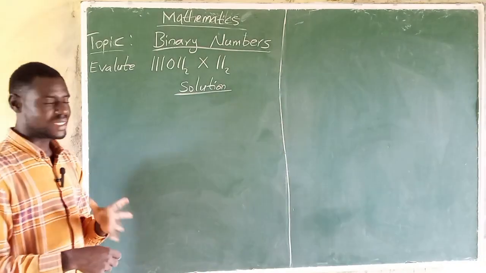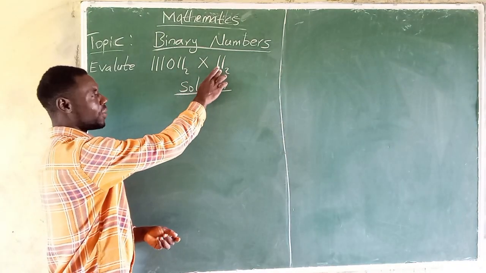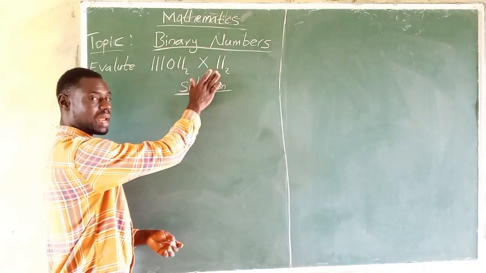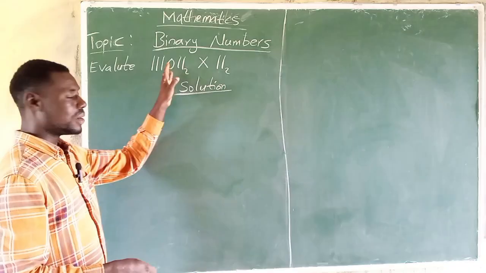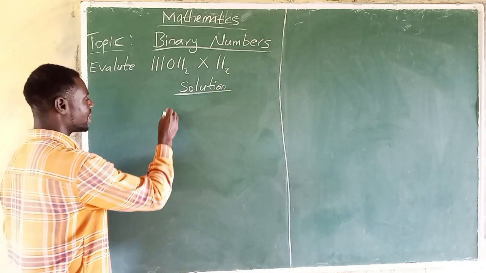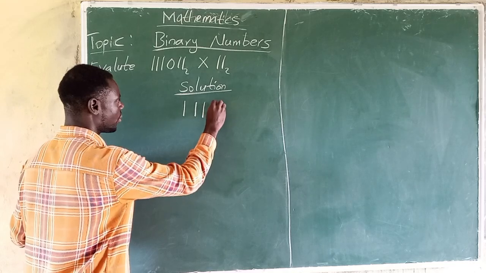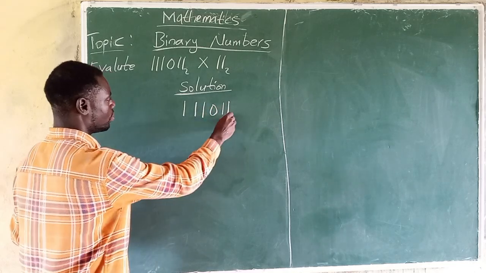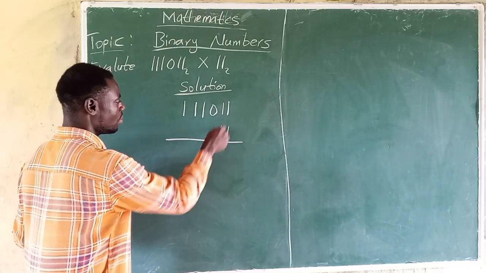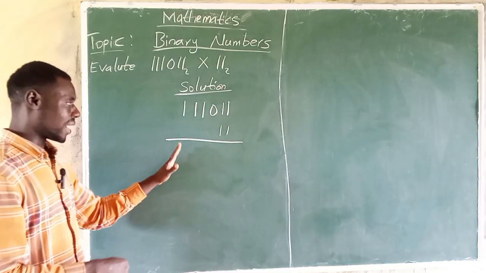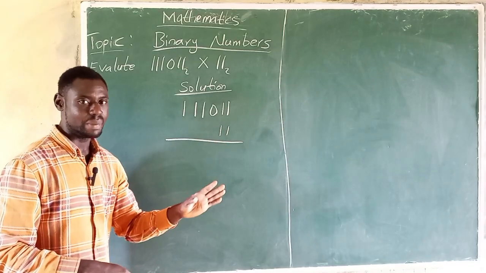So what do you do? The first step you need to do is identify. If you check very well, this one is multiplying this one, or this one is multiplying this one, whichever way you want to use, but always use the smaller one to multiply the bigger one. So bring these values out: 1 1 1 0 1 1 in base 2 multiplied by 1 1. Both of them are in base 2, so when I get my final answer, I'll place it in base 2.